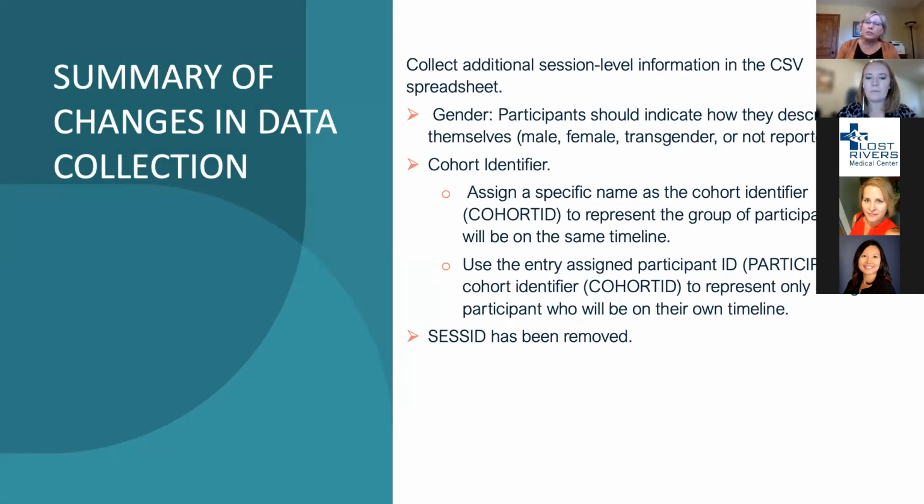So new session level data includes additional gender options and a cohort ID. Previously, data collection on participants had each participant in their own timeline, regardless of which cohort they were in. Now organizations have the option of creating a cohort ID, and that helps to track participants within their particular cohorts. You still have the option of keeping your participants on an individual timeline, like in the past, by using a participant ID rather than a cohort ID.